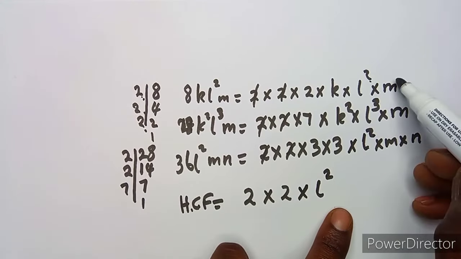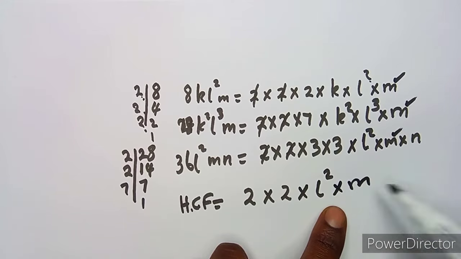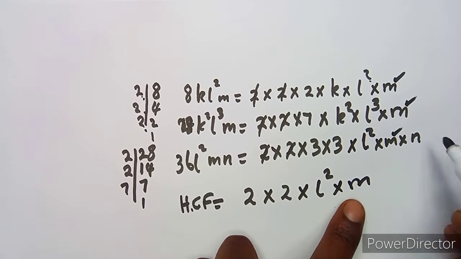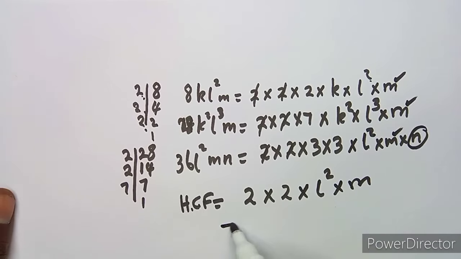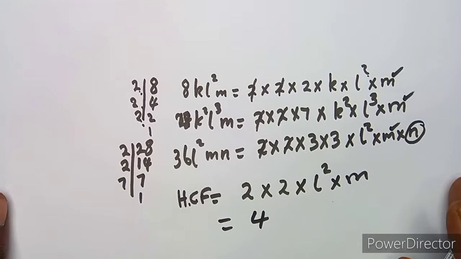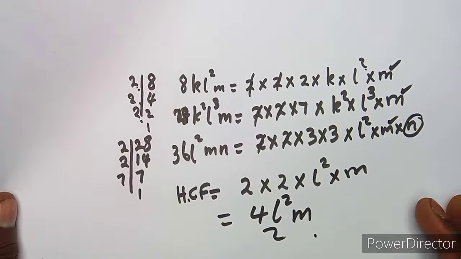All right, we move on to M. M is common. We've got M, and it's just the same because it's M to the exponent of 1, which is just M, and N is not common, so we're not going to take this part. All right, so that is 2 times 2, which is 4 L squared M. So just like that, that's your HCF. That's what we had in this part.